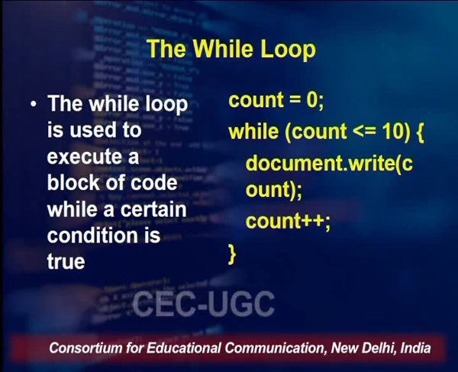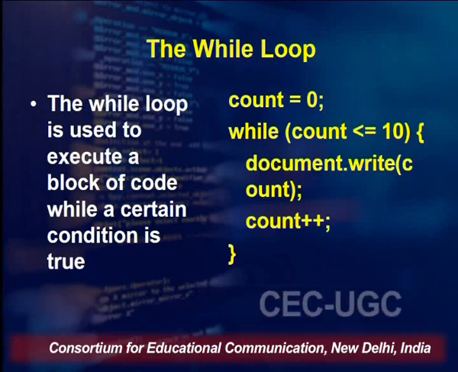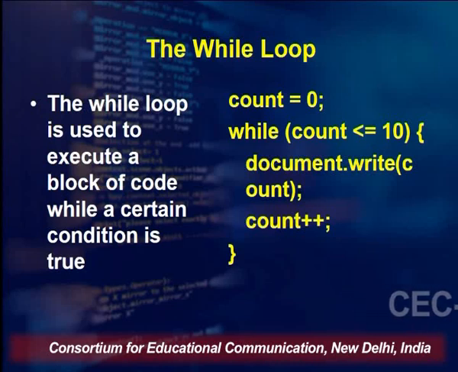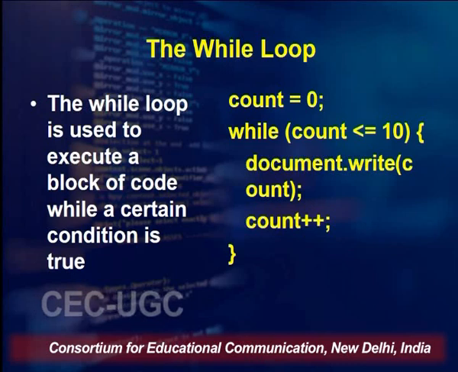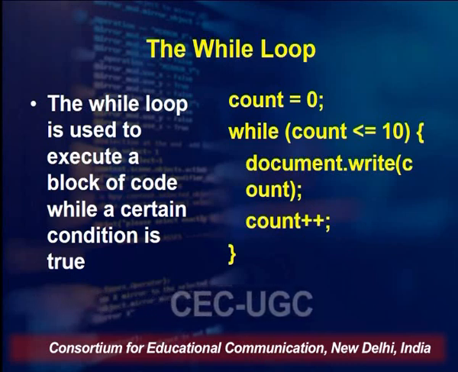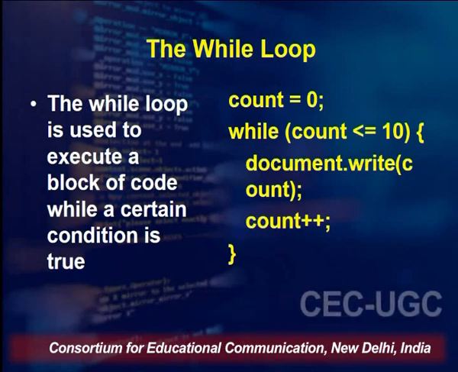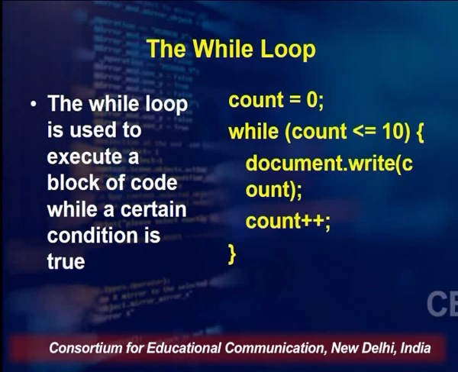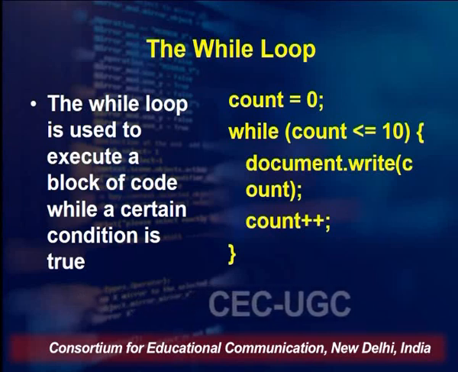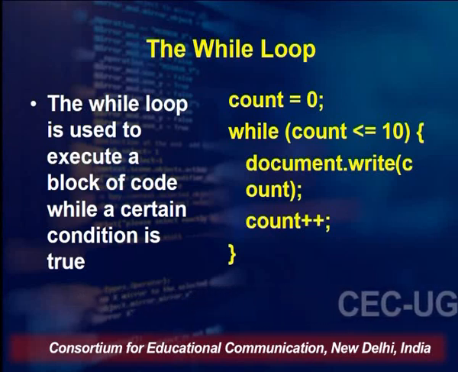The loop will execute only as long as the condition is met, so it will continue only while the value of count is less than or equal to 10. Then we simply print the value of count by writing document.write count, and then we increment the value of count by writing count plus plus.